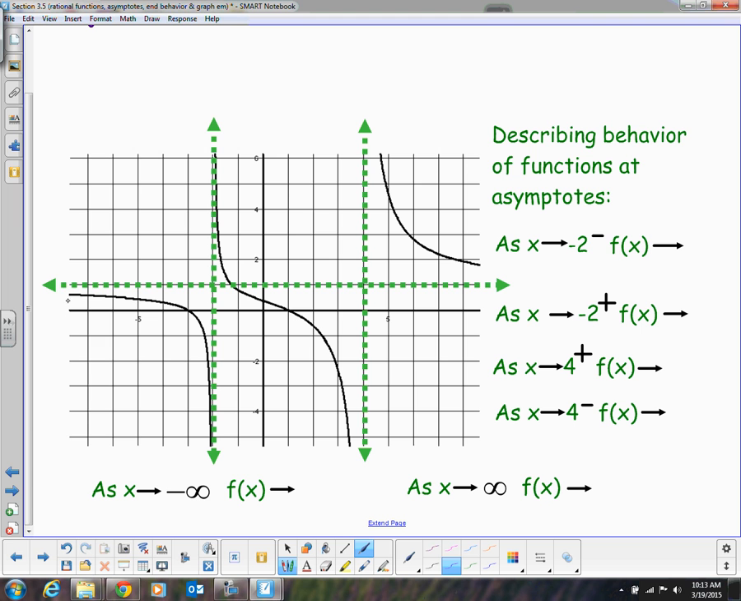So as x goes to the left forever, what are the y values approaching? As x goes to negative infinity, what are the y values doing? What's going to keep those y values from going up forever? Right, so what is y approaching? 1. As x goes to the right forever, what are the y values approaching? 1. Here they're approaching 1 from the bottom, here they're approaching 1 from the top. So that's end behavior that's on the next test. Now this is asymptotic behavior.